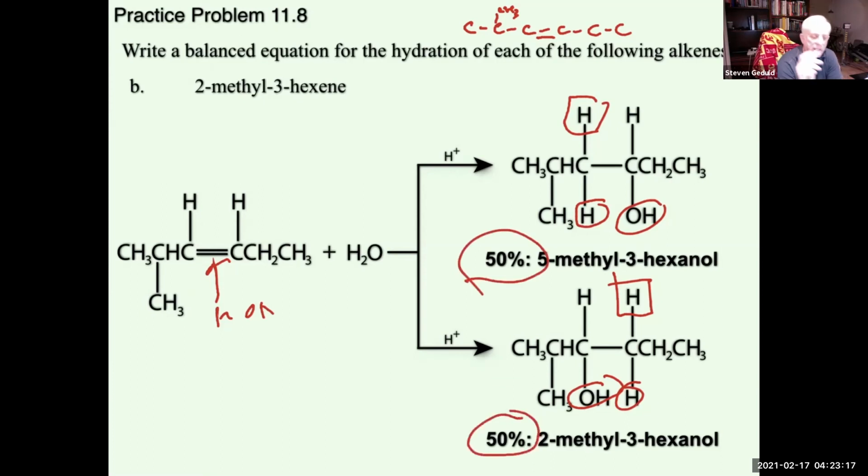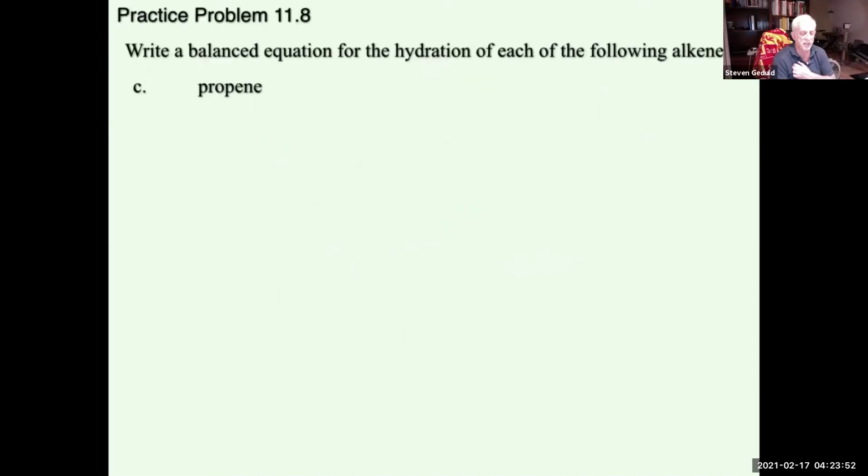Does everybody see why? Because back here on this carbon, the carbon on the left has one H attached to it. The carbon on the right has one H attached to it. So hydrogen wants to go to the one with the most hydrogen, but they're both the same. So you do not have a major and a minor. You have 50% of one and 50% of the other. Is that making sense? Yes. All right, perfect.